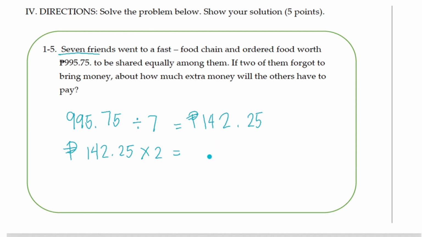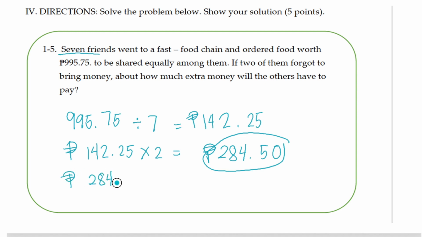The answer is 284 pesos, 0.5 or 50 centavos. Ngayon, itong 284.50 na to, ito yung paghahatian ng 5 friends, yung 5 magkakaibigan na natira. So, we have 284.50 divided by 5.